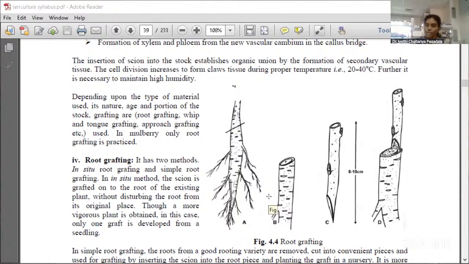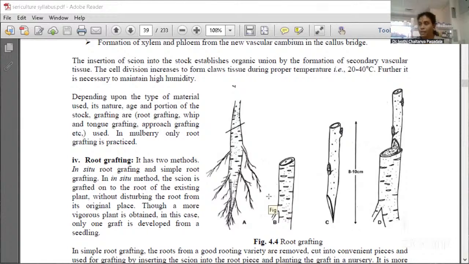Propagation through grafting is the technique of joining a branch of one plant onto a rooted plant in such a way that they unite with an organic union formed between the plants and finally grow as one plant. It is practiced where the plant cannot be propagated through cuttings because of poor rooting.